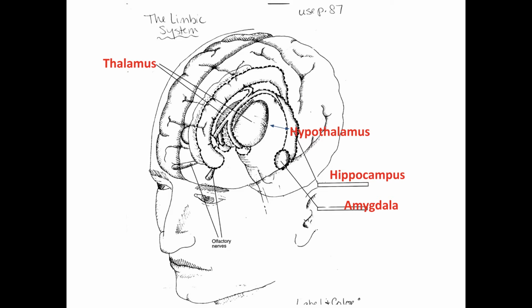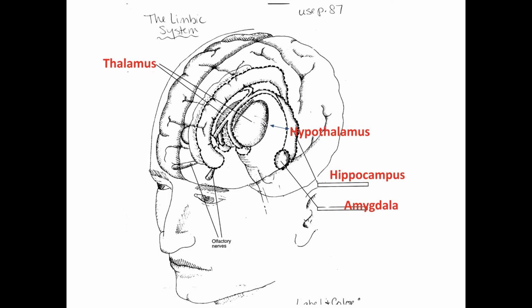Over here is one of your hippocampi. You have a hippocampus in each hemisphere of your brain. This structure right here, hippocampus, means seahorse. This long structure is known as the hippocampus. Supposedly it looks like a seahorse. I don't know if I really think so, but whatever.